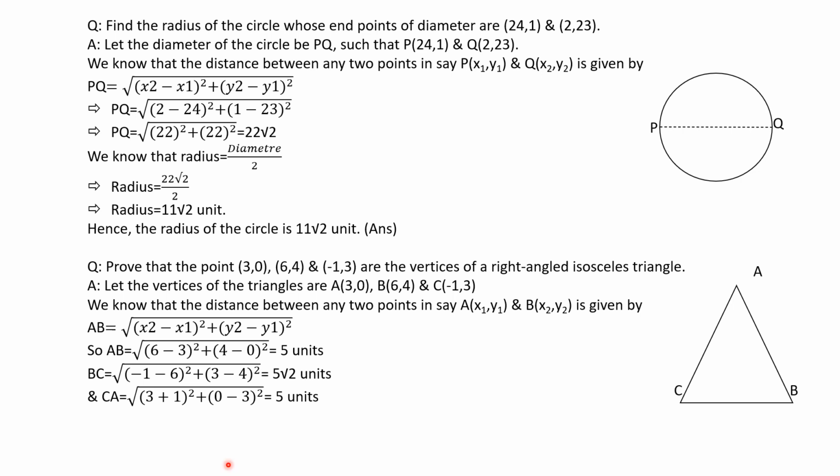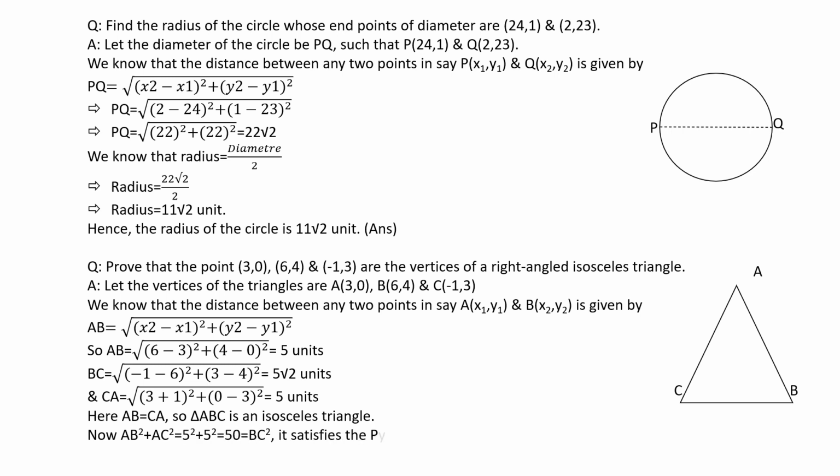So here we got AB and AC both of the same length, that is 5 unit, and BC is 5 root 2 unit. But the sum of any two sides, that is AB plus BC or BC plus CA or CA plus AB, is greater than the third one. So here AB equals AC, so triangle ABC is an isosceles triangle.